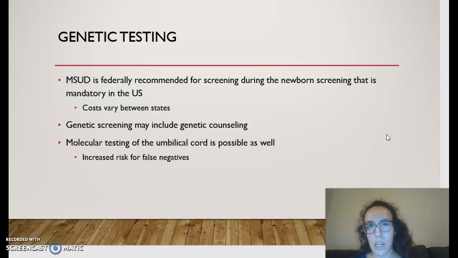Presently, we don't see a lot of problems with maple syrup urine disease. It's something that gets treated on very early on, and after that, it's not something that requires any more treatment.